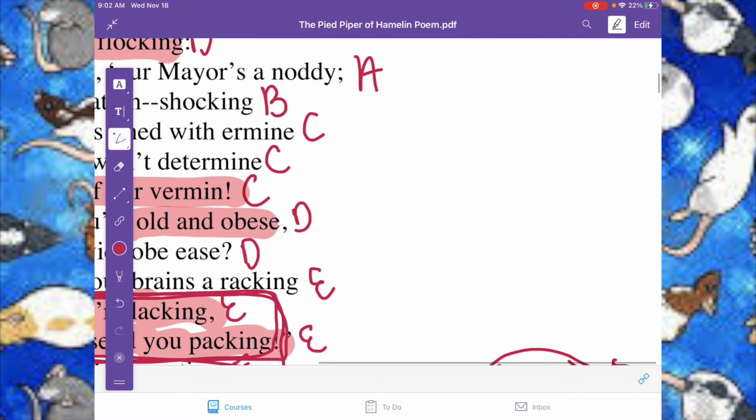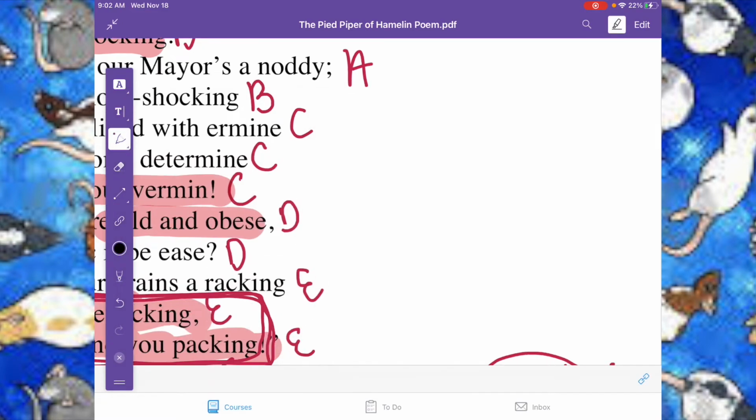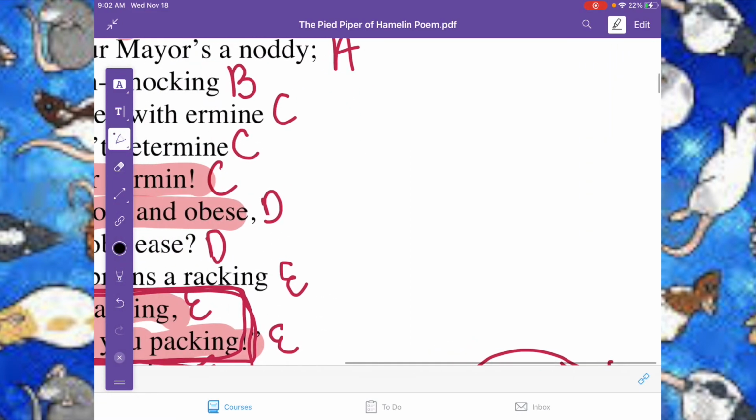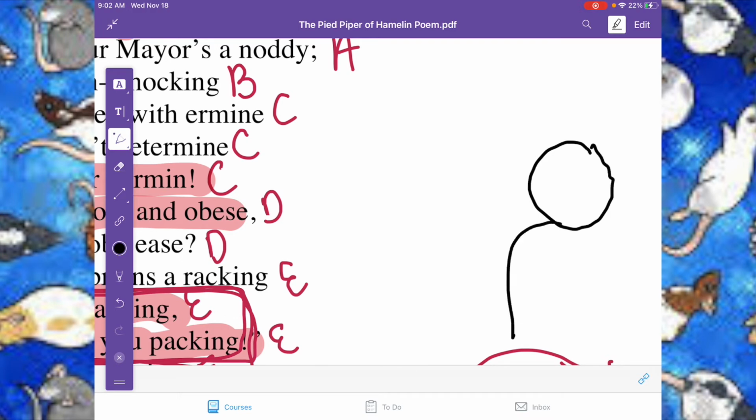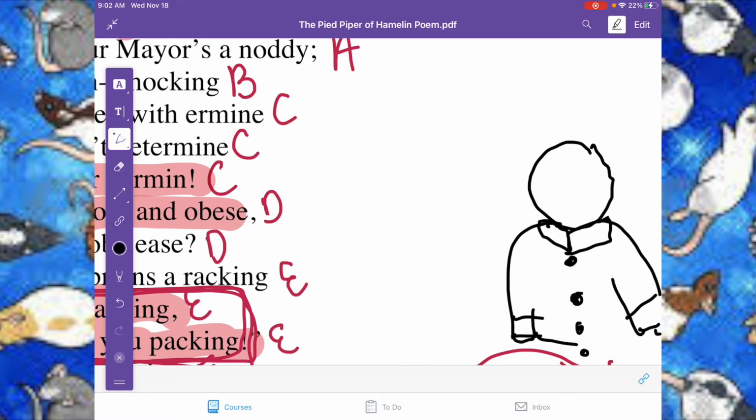All right, so we're going to illustrate our mayor, and then we're going to show the mob basically coming to threaten him. So we know that this is a big guy. We know that he has these fancy suits that were purchased basically by the townspeople, because he's using their money for that, and they're very upset about it.